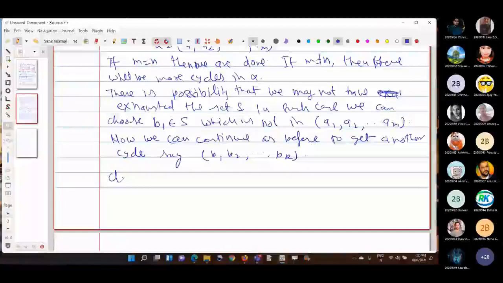Now we claim that bi cannot be equal to aj for any i and j. That is, if b1 is not among a1, a2, a3 up to am, then any bi, that is b1, b2 up to bk, cannot be equal to any aj. So this is what we need to prove, and after that we are done.